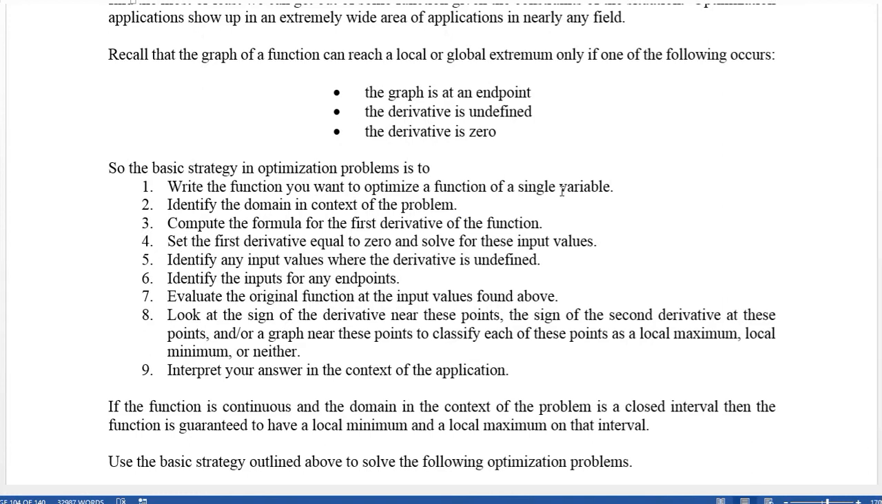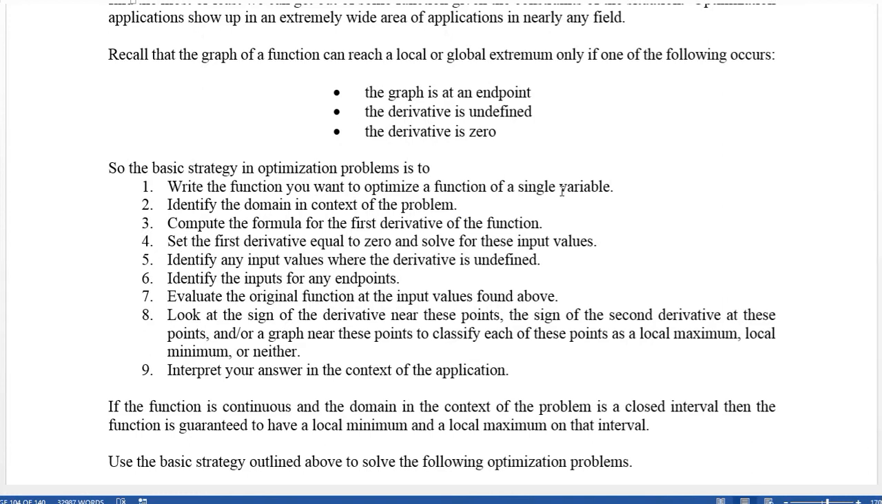So a couple other things to remember is if the function is continuous and the domain in the context of the problem is a closed interval, then the function is guaranteed to have a local minimum and a local maximum on that interval. If those conditions are not there, then you're not guaranteed that it'll even have a maximum or minimum. So for example, the function may go off towards infinity or negative infinity. It might have a minimum but not a maximum, or a maximum but not a minimum, or maybe neither one.